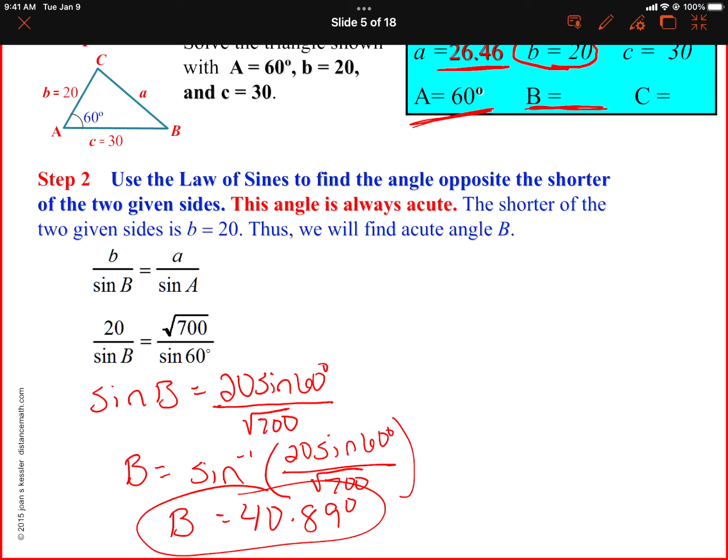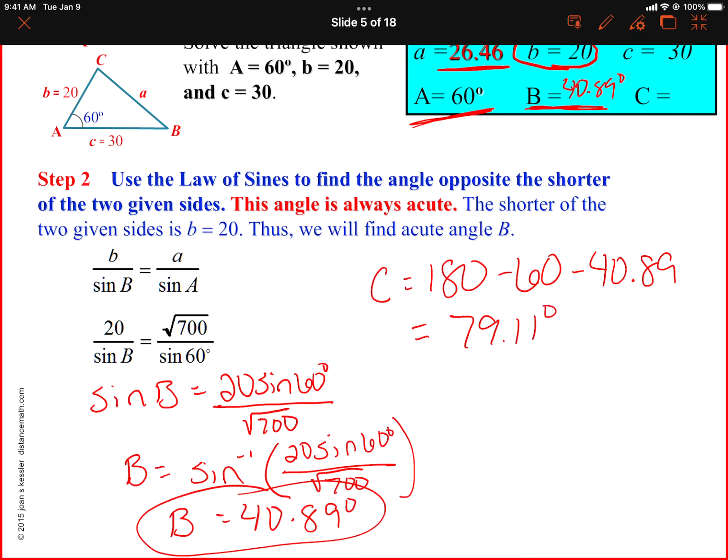So I know up here that B now is 40.89 degrees. It's not written very nicely. And then to get C, we're just going to do 180 minus 60 minus 40.89. So our angle C would be 79.11 degrees. So that would give us all of our answers on there.